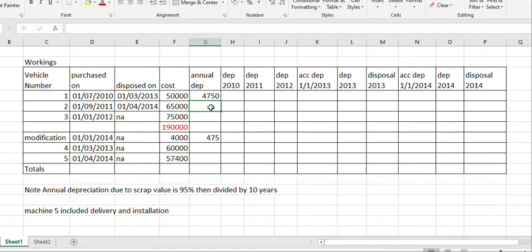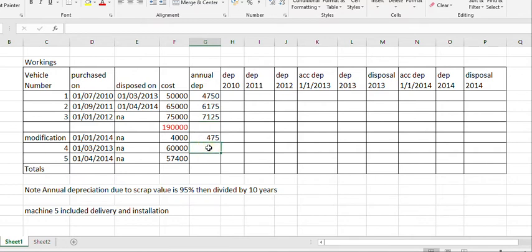I'd do the same for each one of these. So it would be 65,000 multiplied by 0.95 or 95% divided by 10 years. I'd do the same again for this one, and it would be 75,000 multiplied by 95% divided by 10. Just check these figures in your calculator. 7,125 for a full year.